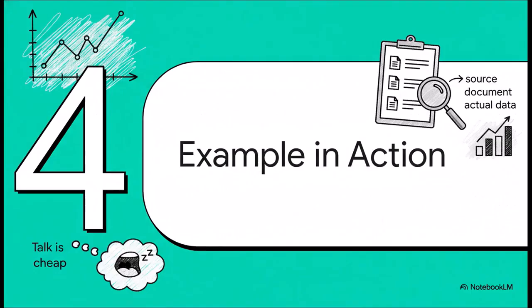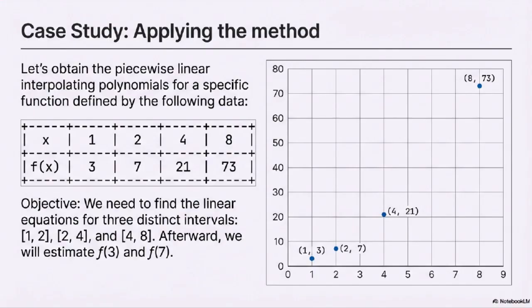All right, theory's one thing, but let's see how this actually works in practice. Here's our data set. Pretty straightforward. We know that when x is 1, our function's value is 3. When x is 2, the value is 7, and so on. Our mission, should we choose to accept it, is to figure out the values for x's that aren't on this list. Like, what's the value at x equals 3, or maybe 7?